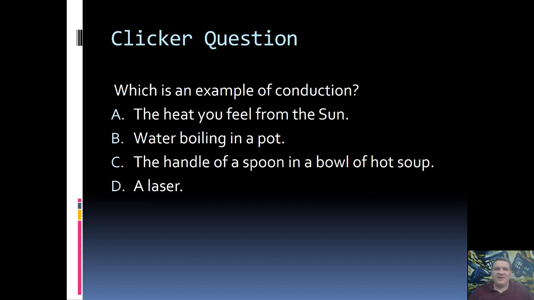Alright, which is an example of conduction? It is C, the handle of a spoon in a bowl of hot soup. A, the heat you feel from the sun, is radiation. Water boiling in a pot was our example for convection. And D, a laser, is also radiation. But with the handle of a spoon, you put just the bowl of the spoon, the scooping part, down into the soup with the handle sticking out. Then heat travels from the bowl of the spoon up the handle so that when you grab it, the handle is now hot, or at least warm. So the correct answer is C, the handle of a spoon in a bowl of hot soup.